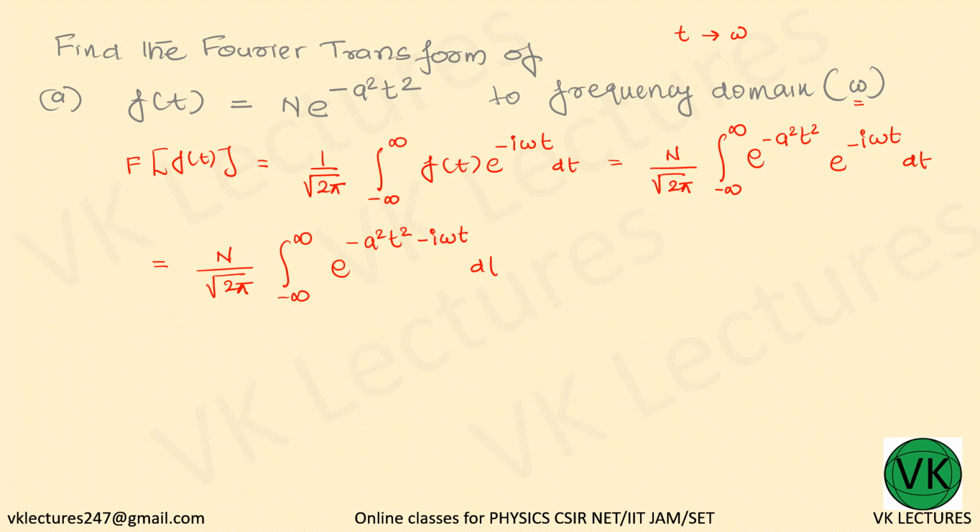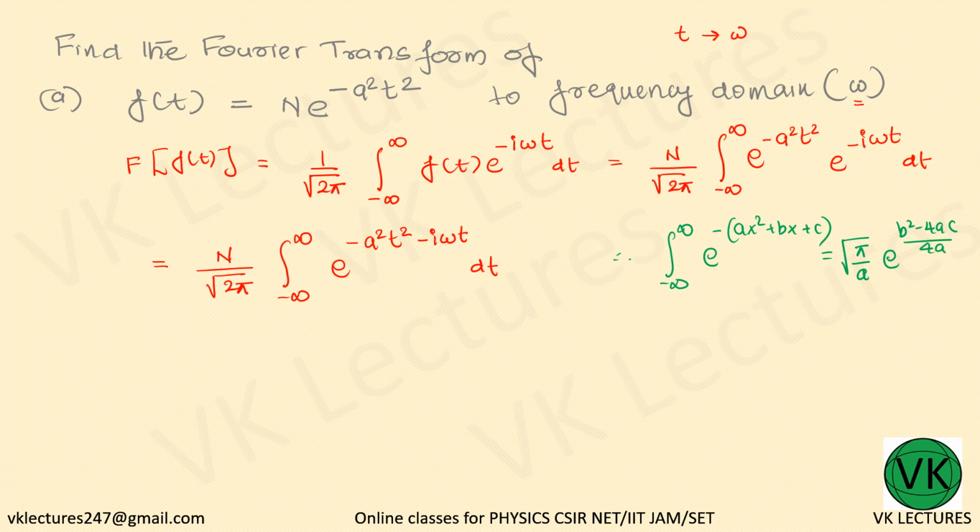Now we know that the integral from minus infinity to plus infinity of e to the power minus of ax square plus bx plus c is equal to root of pi by the coefficient of x square, that is a, times e to the power b square minus 4ac by 4a.